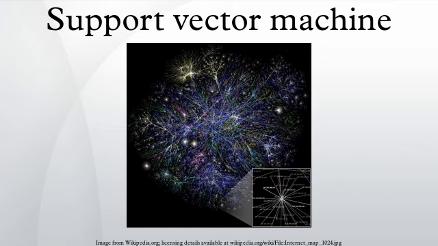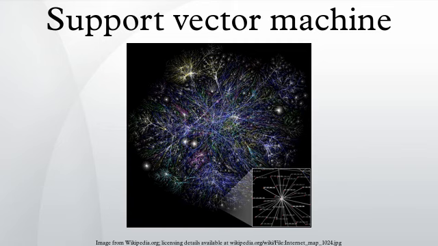Definition: more formally, a support vector machine constructs a hyperplane or set of hyperplanes in a high or infinite dimensional space, which can be used for classification, regression, or other tasks. Intuitively, a good separation is achieved by the hyperplane that has the largest distance to the nearest training data point of any class, since in general the larger the margin the lower the generalization error of the classifier.